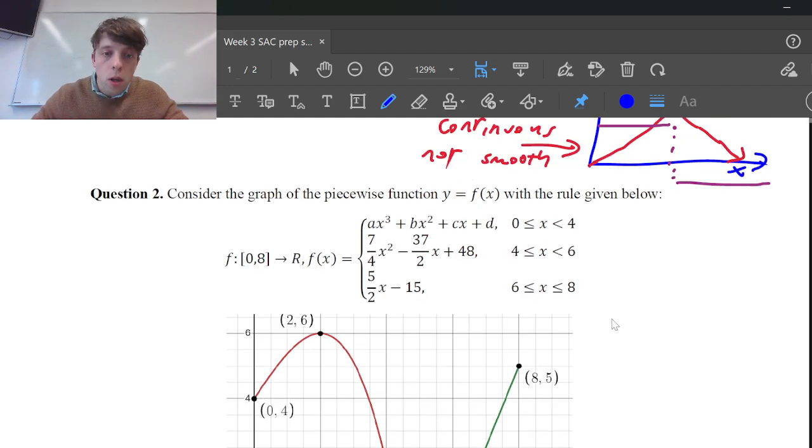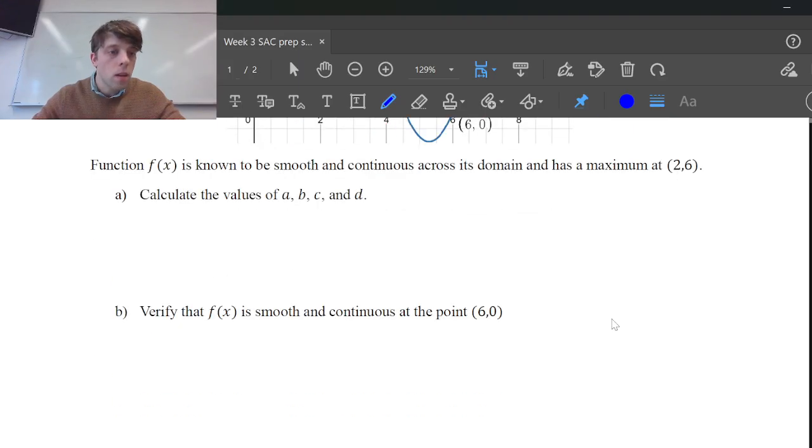What I'm going to do is call that function maybe f1(x). So I'm going to say f1(x) is equal to that thing there. So we're trying to solve when f1(x) is equal to ax cubed plus bx squared plus cx plus d.